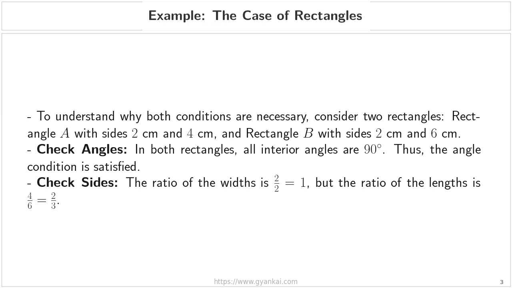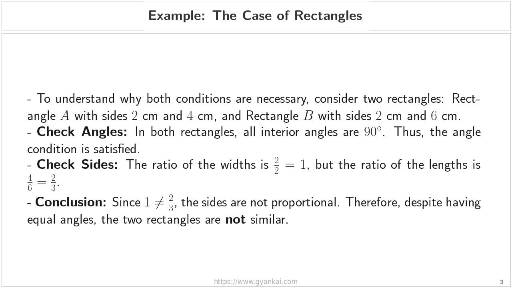Let's look at the ratio of the widths. We have 2 divided by 2, which equals 1. But when we look at the ratio of the lengths, we have 4 divided by 6, which simplifies to 2/3. As you can see, 1 does not equal 2/3. Because these ratios are different, the sides are not proportional. Therefore, our conclusion is that even though the angles are identical, these two rectangles are not similar.